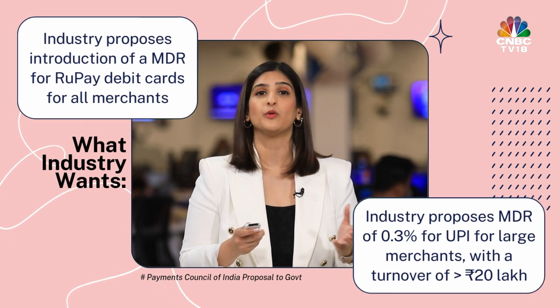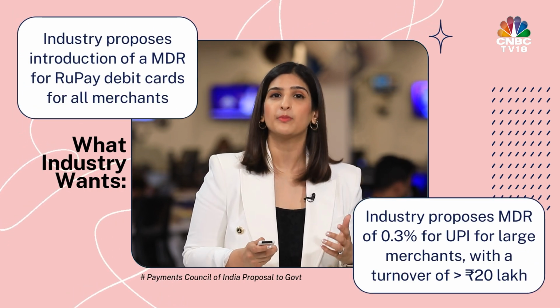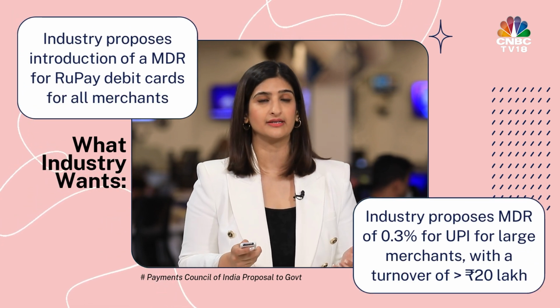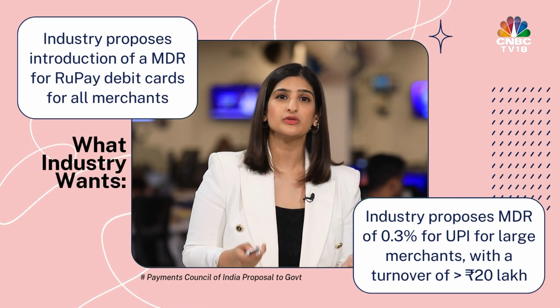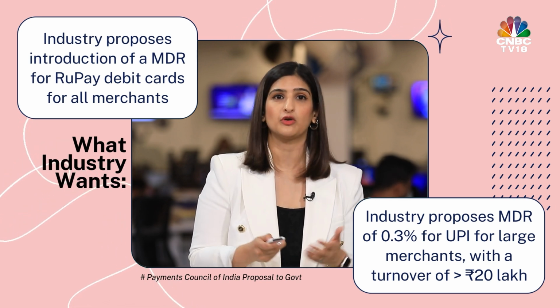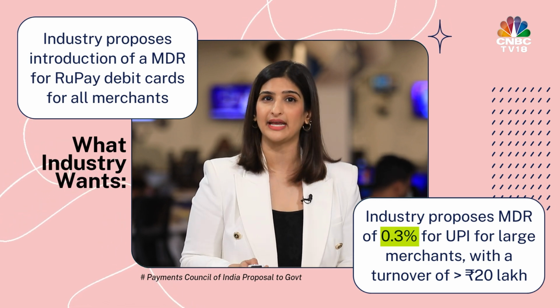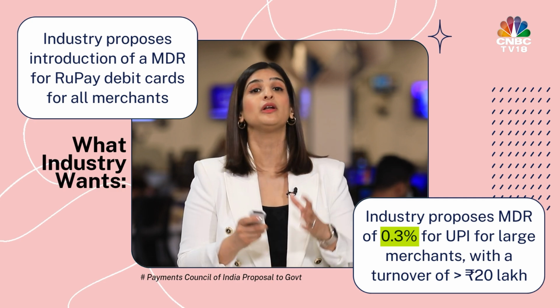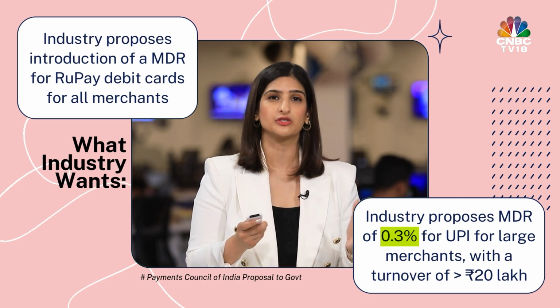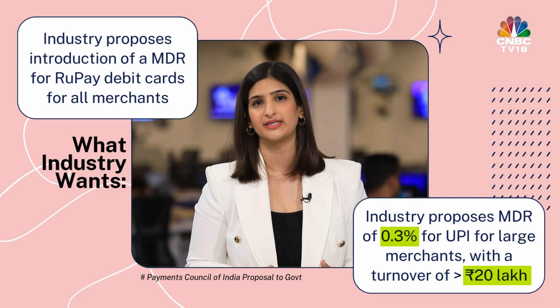So to make UPI more sustainable, the industry has made a proposal to the government and to the regulators. It is said, we can introduce an MDR on RuPay debit cards for all merchants and 0.3% MDR on UPI transactions for large merchants, which are described as those with a turnover of more than 20 lakh rupees.